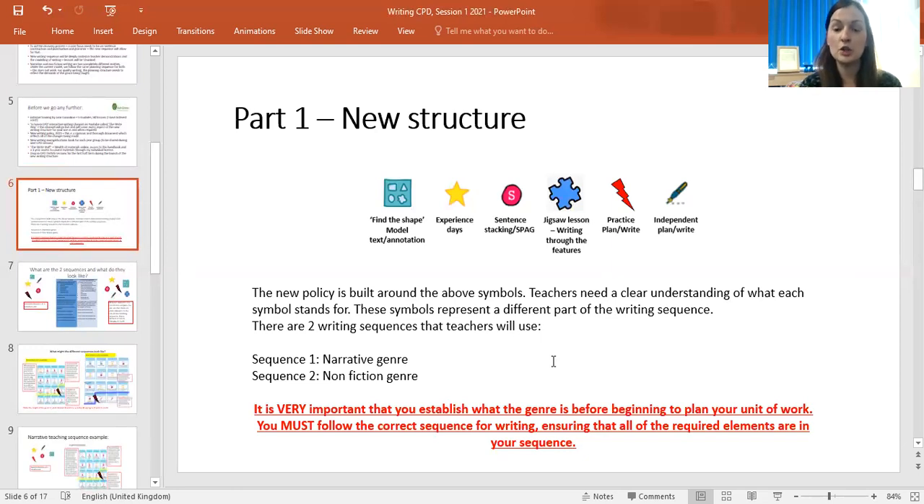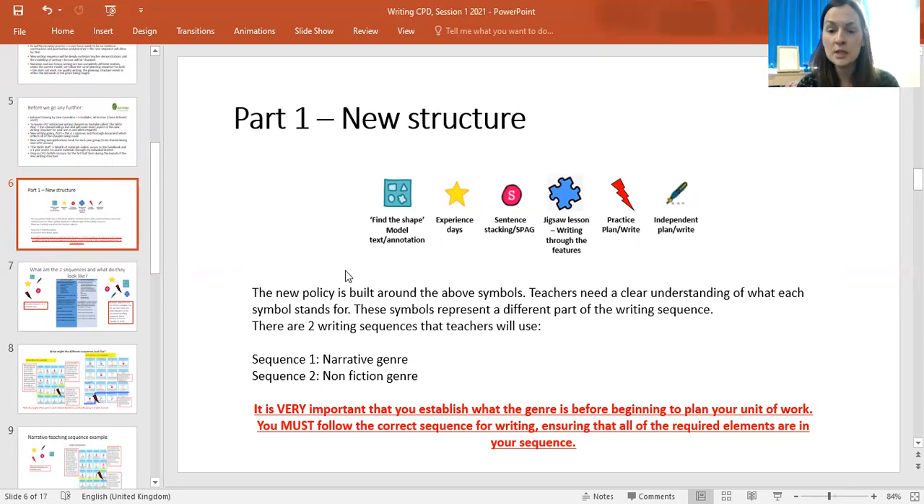The narrative sequence uses fewer of these symbols than the non-fiction genre does, and that's because a non-fiction genre is more difficult to teach in certain aspects. So it's really important that you understand what your genre is before you're planning that unit of work. If it's a narrative sequence, you've got to refer to the policy and you've got to be following the narrative sequence of work with the narrative symbols, okay? And children over time will become familiar with that as well. So I'm going to talk you through the symbols now and what they mean, okay?